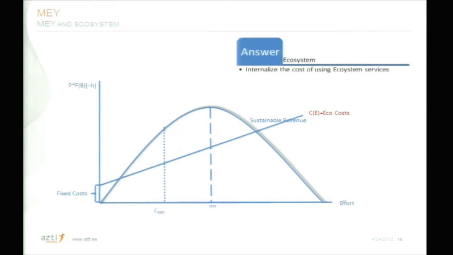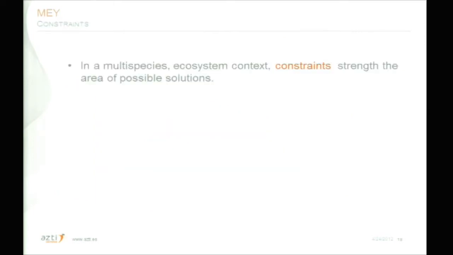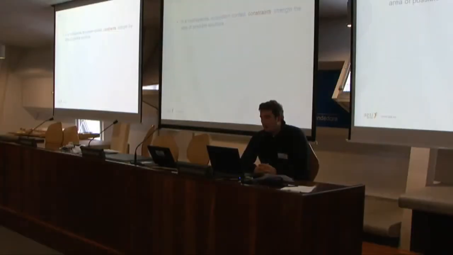Okay, just to finalize, I'm going to introduce the problem of the constraints and the economy. We have a multi-species system. We have an ecosystem context in which fisheries have to be managed. So at the end, what we have is that constraints restrict the area of possible solutions.